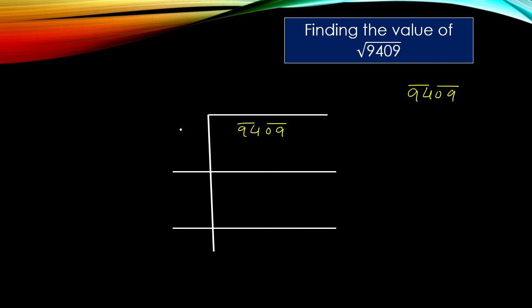Now we have to think of a single digit number whose square is less than or equal to 94. So we are finding that the number is 9. 9 nines are 81, and 81 is close to 94. Now subtracting, we get the remainder 13.